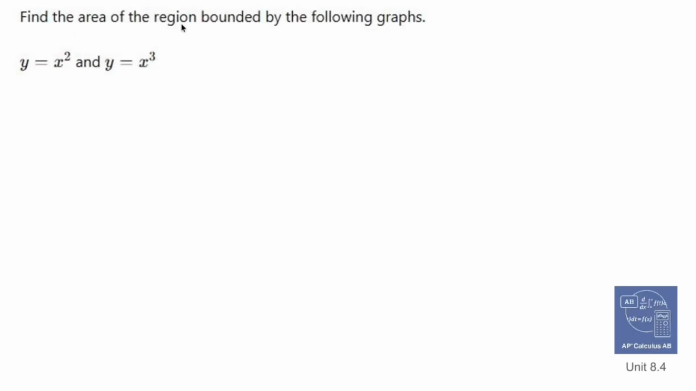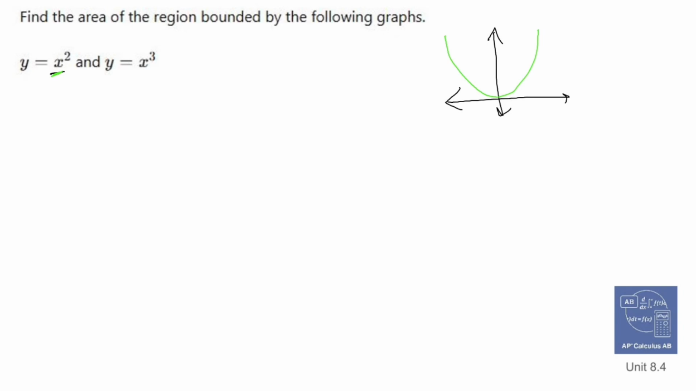Find the area of the region bounded by the following graphs. We have y equals x squared and we have y equals x to the third. So we kind of know what these look like. X squared is just a little parabola. So if I were to graph this over here, you'll see what we're going to focus on. X squared is a parabola, so I'll make it green. It looks something like this.